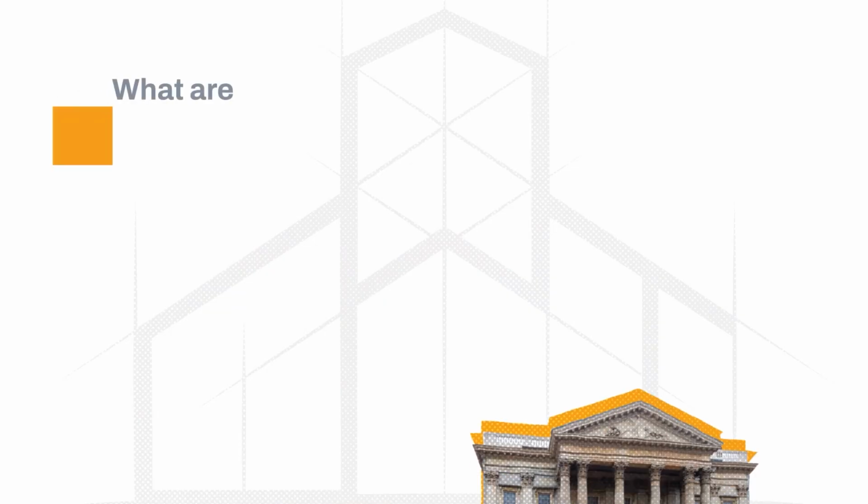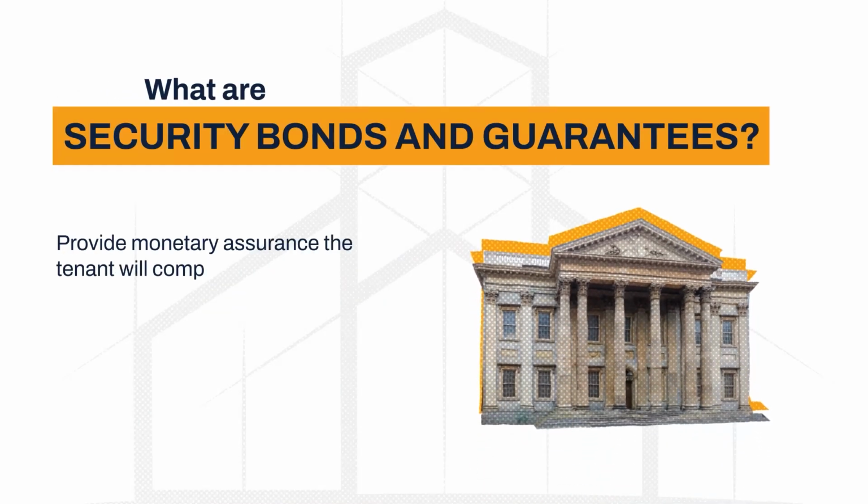Landlords of commercial properties typically require some form of security from tenants to protect themselves in case of lease default. Security bonds and guarantees provide a monetary assurance that the tenant will comply with the lease terms. Typically, a tenant pays between 1 and 6 months' rent as a cash deposit or bond. Tenants may also provide a bank, personal, or parent company guarantee, which would be valid for the length of the lease. Let's go over the fundamentals of these types of security now.